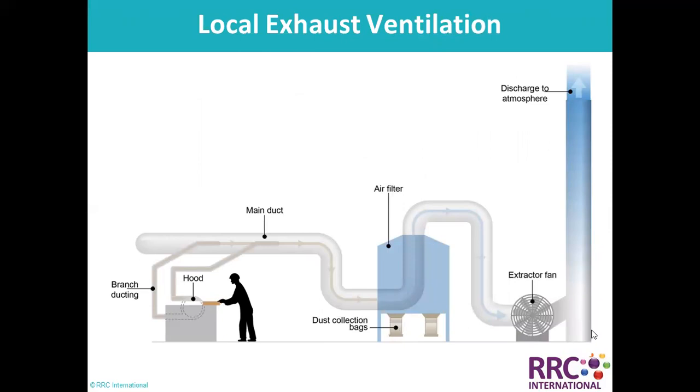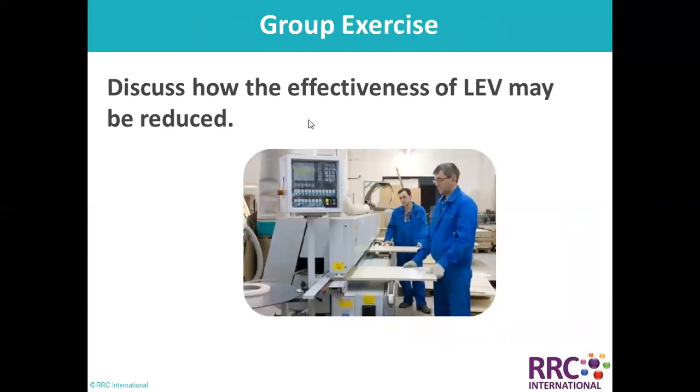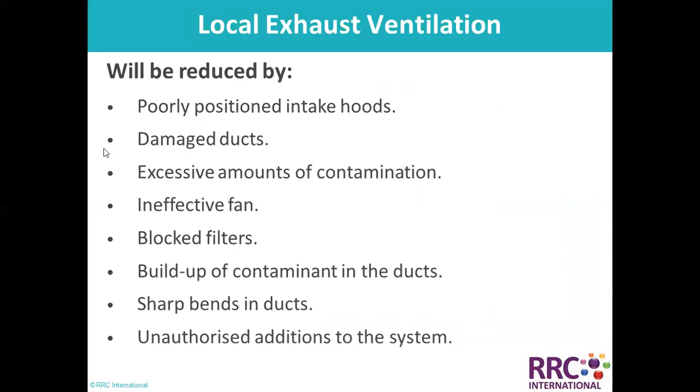Look at the local exhaust ventilation. Like branch ducting is going on, a hood is there, main ducting. An air filter you can put in place, a dust collection bag could also be there. And then you also have an extractor fan and discharge to the atmosphere. But even the quantity of that discharge to the atmosphere still should not violate the environmental regulations. Now discuss how the effectiveness of LEV may be reduced. So these are some of the local exhaust ventilation.